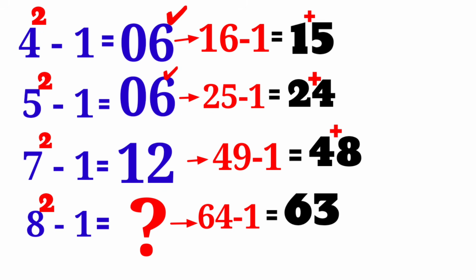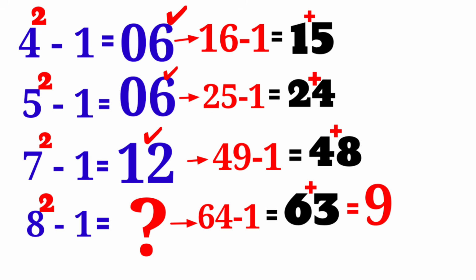Next sequence, 49 minus 1 is 48. Addition of its digits, 4 plus 8 is 12. Next sequence, 64 minus 1 is 63. Addition of its digits, 6 plus 3 is 9.